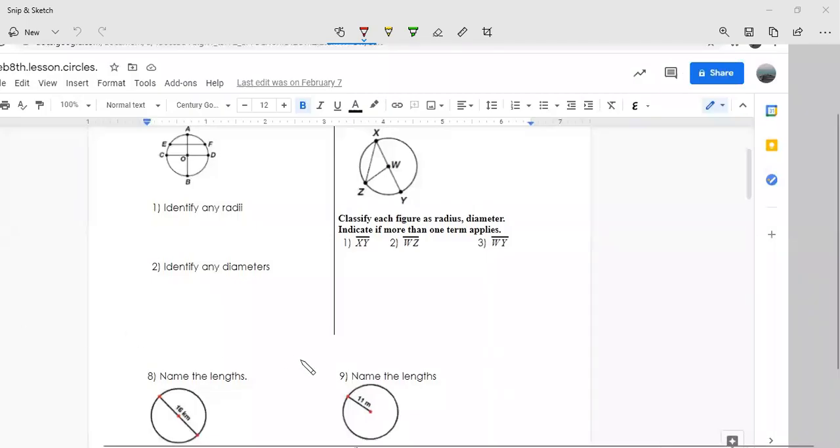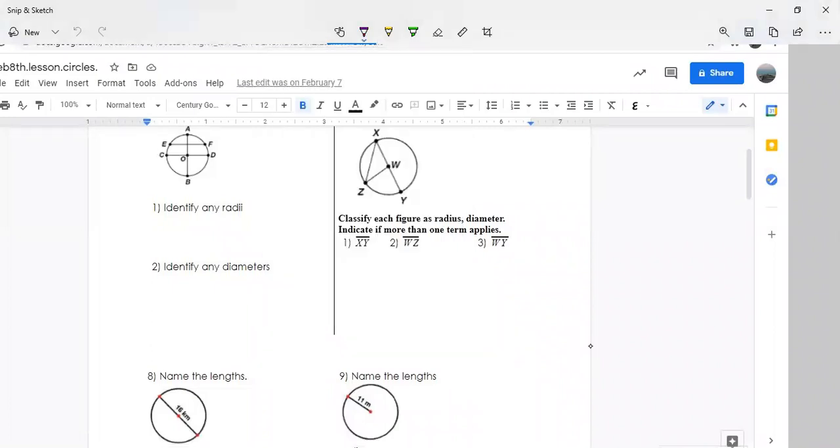All right, so this is February 8th homework. It's all about circles. The first question is asking to identify the radius or radii on this figure.